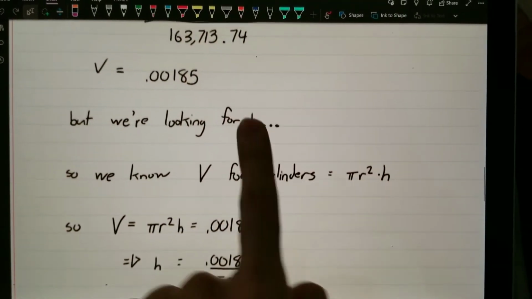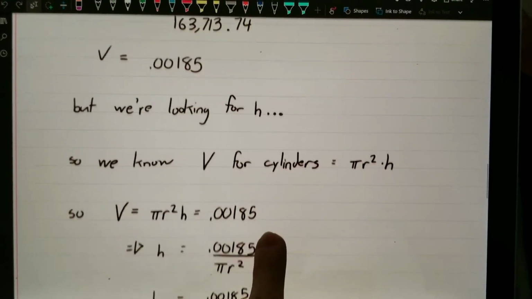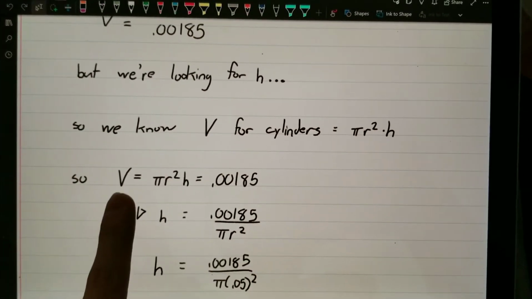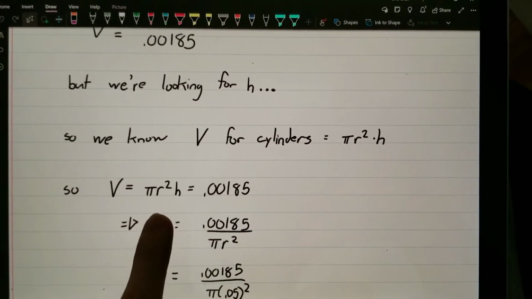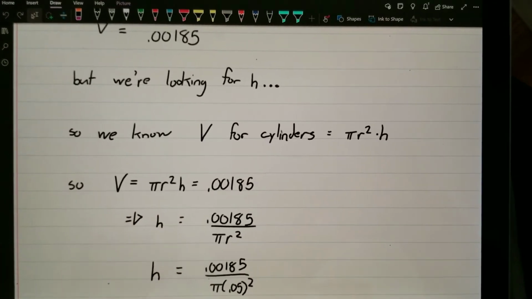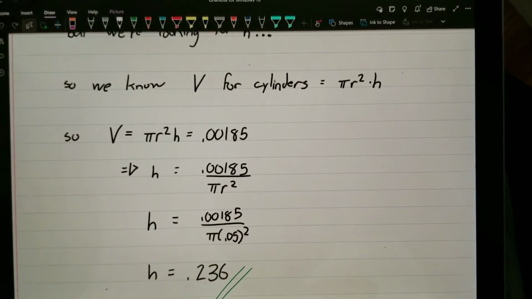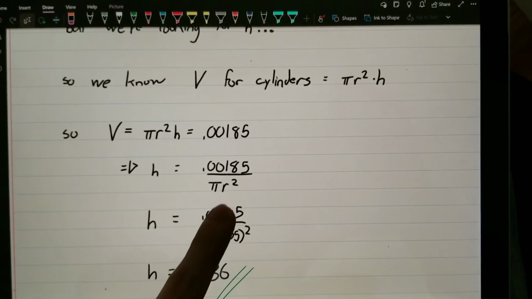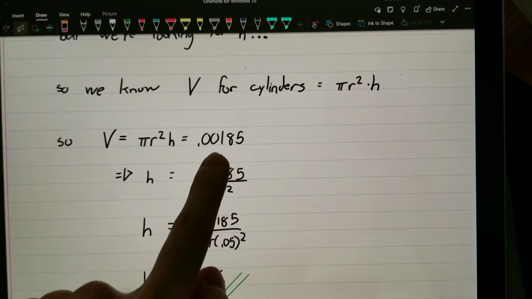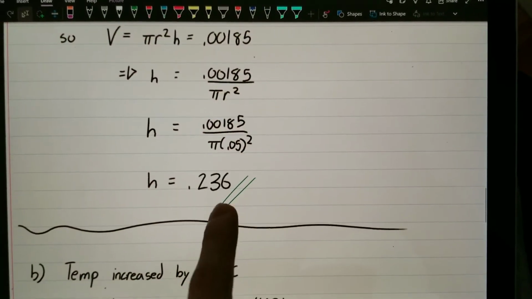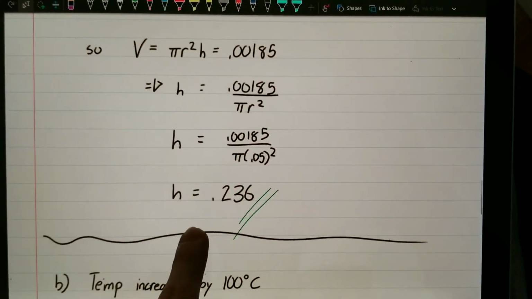And since we're looking for the h value, we plug and chug once again, replacing the volume with pi r squared h, because that is the equation for a cylinder. And we already know the pi r squared from the previous part, so we just get that value again and divide it by our final volume to find the h that we need.